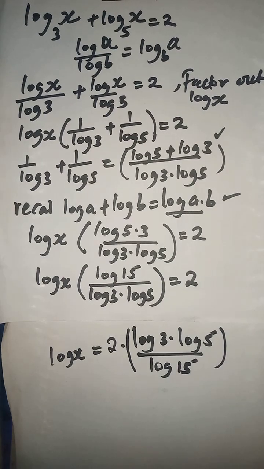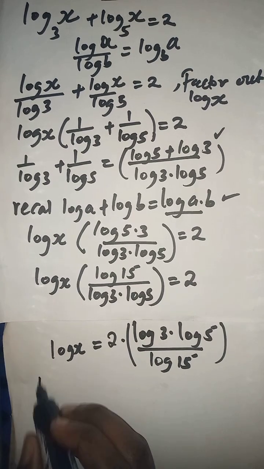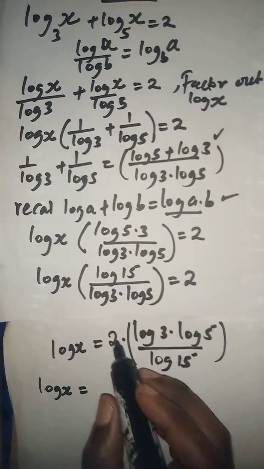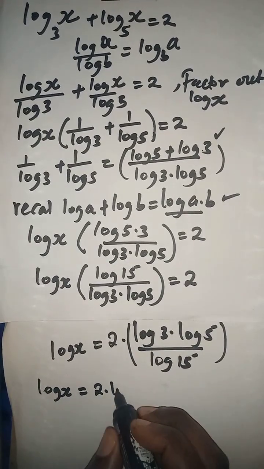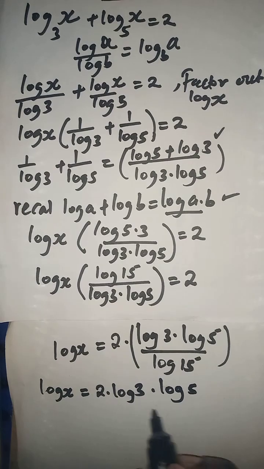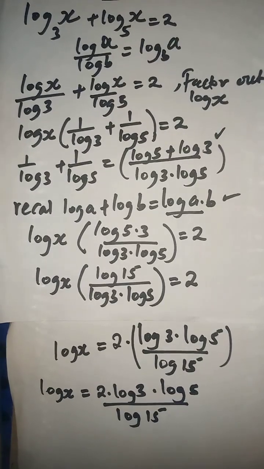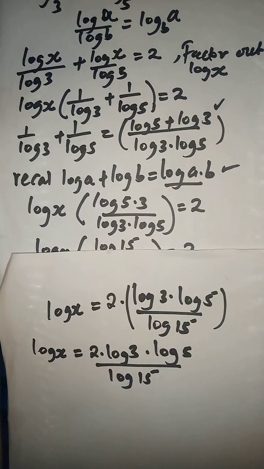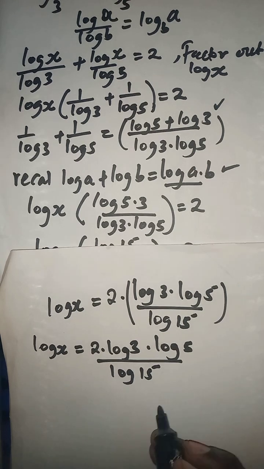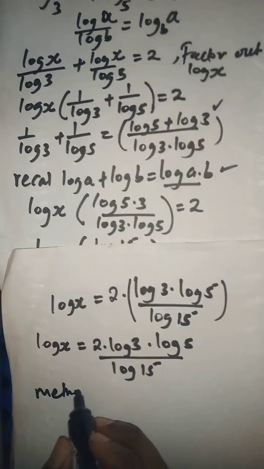Remember, it was having a bracket, so opening the bracket, I'm going to get the log of x is equal to 2 multiplied by the log of 3 multiplied by the log of 5, everything divided by the log of 15. So at this stage, I'm going to solve this particular equation using two approaches.